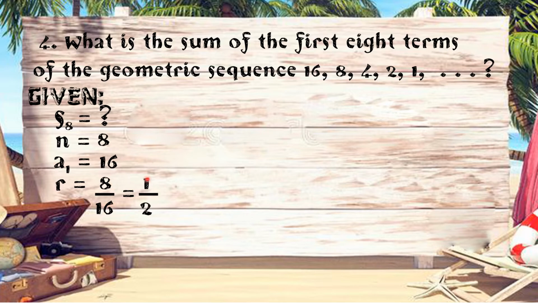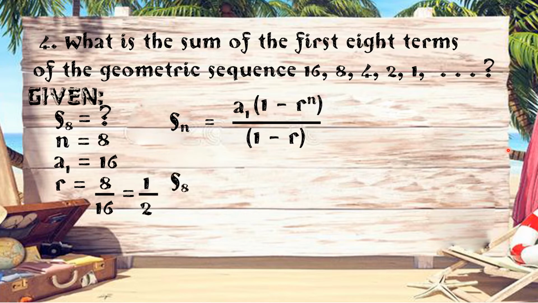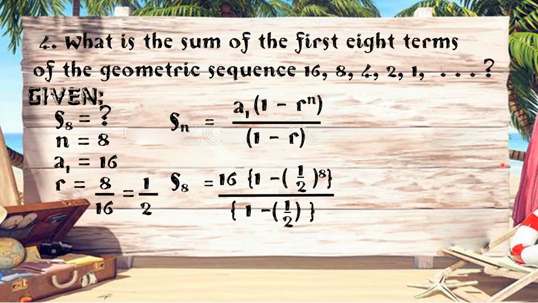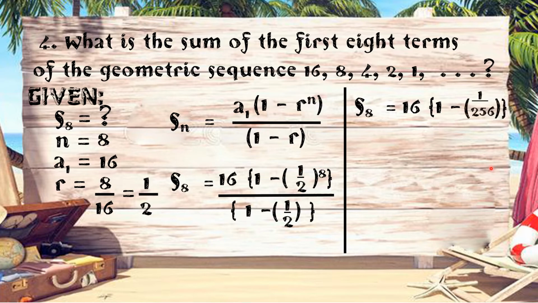8 divided by 8 is 1. 16 divided by 8 is 2. And then with this formula, substitute ulit tayo. S sub 8 is equal to, the first term is 16 times the quantity 1 minus, ang ratio naman natin ay 1/2, raised to 8, all over 1 minus 1/2. And then we have S sub 8 is equal to 16 times 1 minus 1 raised to 8 is 1, 2 raised to 8 is 256.